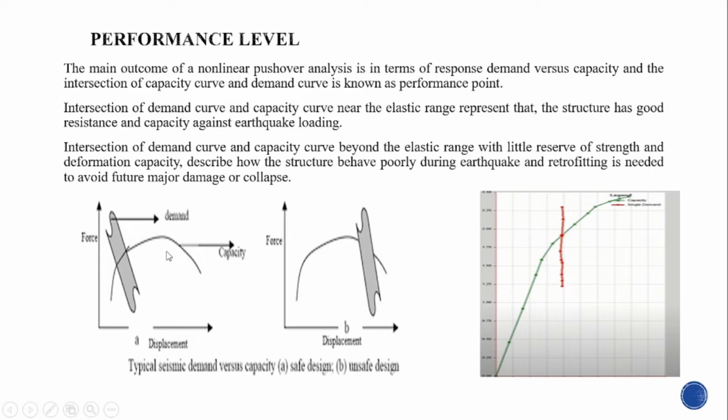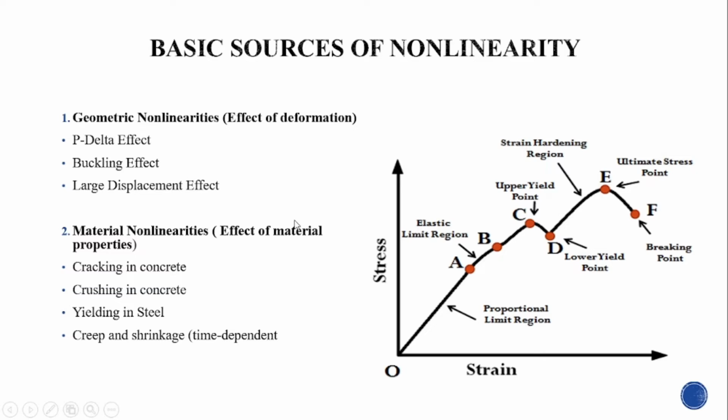Okay, so these three figures show the relationship between forces and displacement, about demand (earthquake loading) and about its capacity, and this figure shows the intersection, or the performance point, between the capacity line and the demand for the structure. Like in the basic sources of nonlinearity, we will talk about the geometric nonlinearity, which is also known as the effect of deformation, and another one will be the material nonlinearity. So we have two types of nonlinearity, one is the material nonlinearity and another one is the geometric nonlinearity.